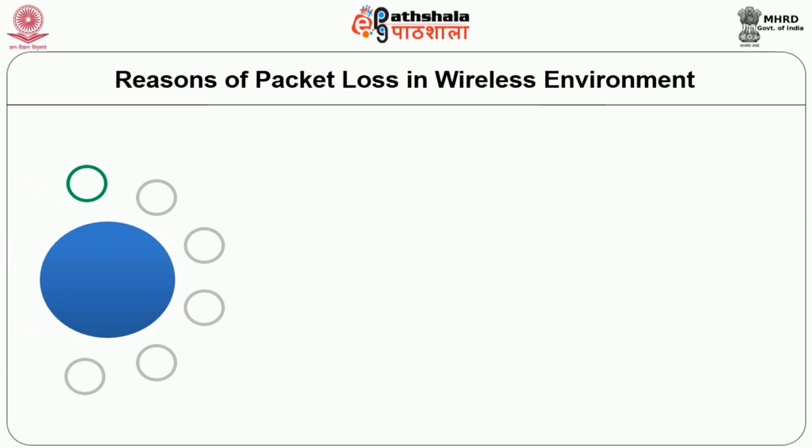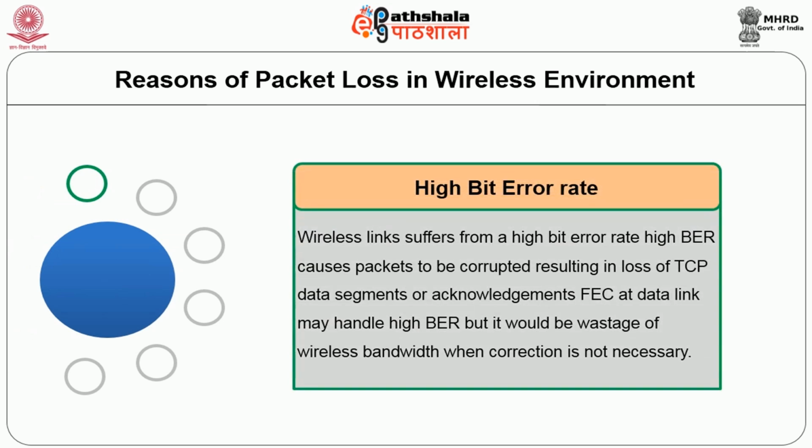The first problem associated with wireless links which leads to packet loss is the high bit error rate. Wireless links suffer from a very high bit error rate. It can be of the order of 10 raised to power minus 5. Now, high bit error rate causes the packets to be corrupted, resulting in loss of TCP data segments or acknowledgements. Missing acknowledgement will trigger a timeout at the sender, which causes retransmission with slow start, that is with window size set to 1, and it drastically reduces the throughput.